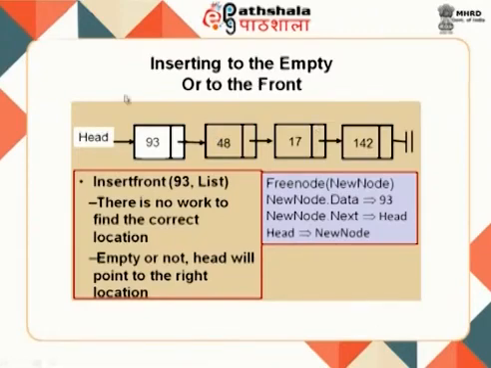So, what did we do? We created a new node, made its data equal to 93, made its next pointer point to the address that head was initially pointing to. So, we make it point to this, and then the head has to point to this node containing 93, that is what we did here.